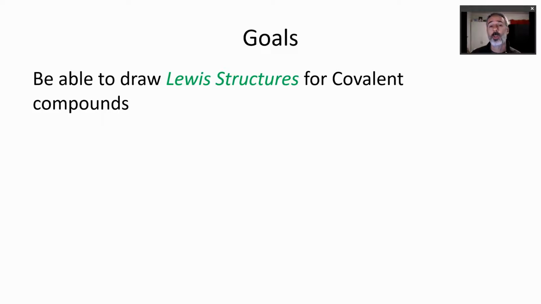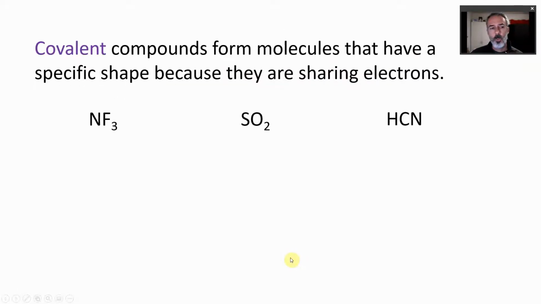In this lesson, we're going to learn to draw Lewis structures for covalent compounds. So what is a Lewis structure? Well, a Lewis structure is giving you a little bit more information about the compound than just a formula does. A formula like NF3 is telling you that there are 3 fluorines in the molecule, but it's not telling you at all how they're arranged.